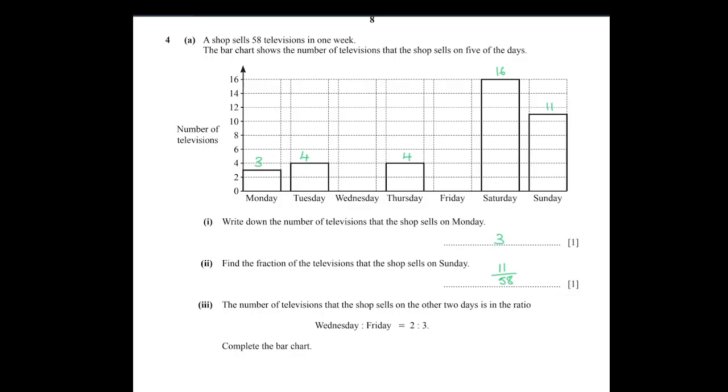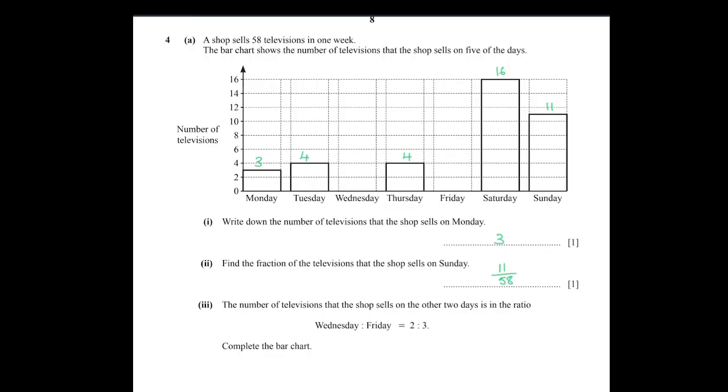So 3 plus 4 plus 4 plus 16 plus 11 is 38. 38 are sold out of 58. So how many are still to be sold? 58 minus 38. How many are left? 20 are left.